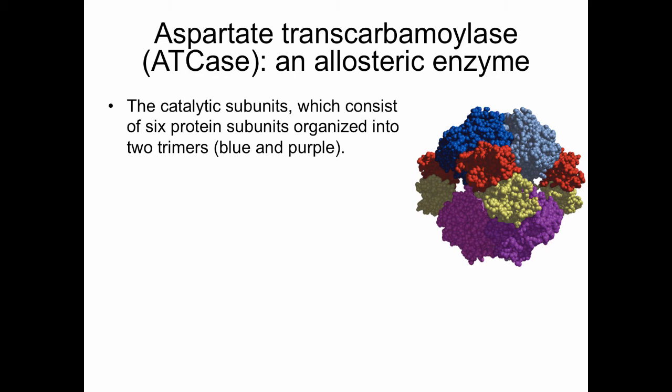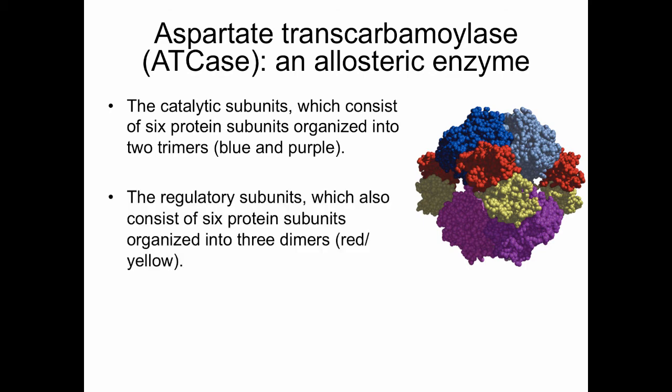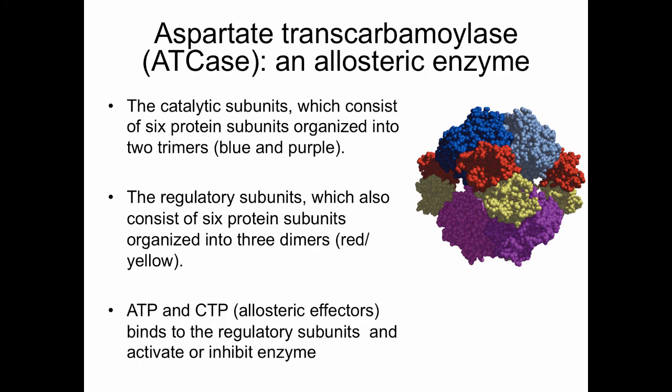The catalytic subunits consist of 6 different protein subunits that are organized into 2 trimers. So these are blue and purple. There are regulatory subunits, which consist of 6 protein subunits that are organized into 3 dimers. So these are red and yellow. ATP and CTP, which are allosteric effectors, bind to the regulatory subunits and activate or inhibit the enzyme.